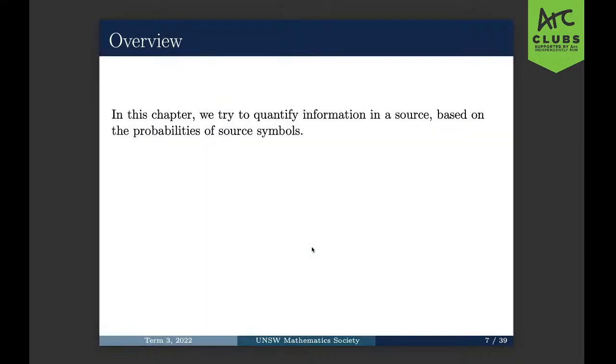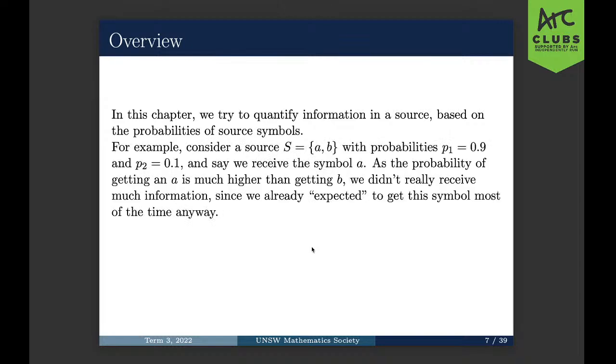So in this chapter, the whole point is to quantify the amount of information in a source based on the probabilities of the source symbols. The way we think about information as a numerical number, I'll give you an example. Let's say we have a source with two symbols, A and B, and their probabilities are 0.9 and 0.1. Let's say we receive the symbol A. Now 0.9 is a pretty high probability, much higher than getting a B. So having received the A, we didn't really receive much information because it's already expected to get A most of the time.